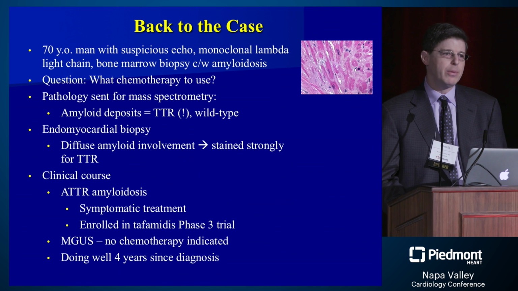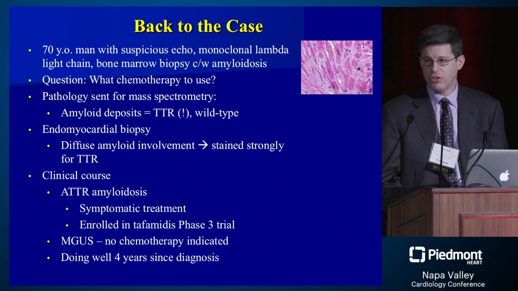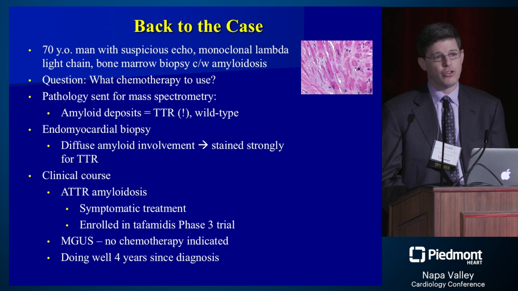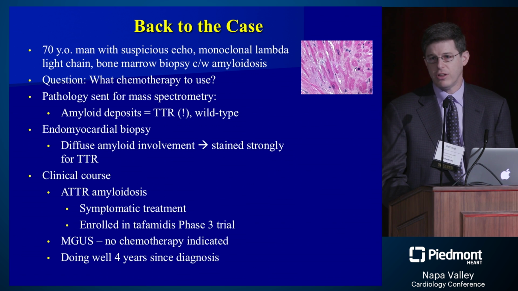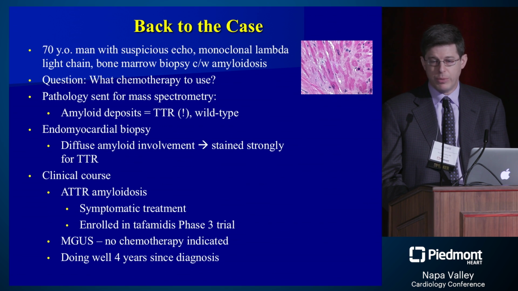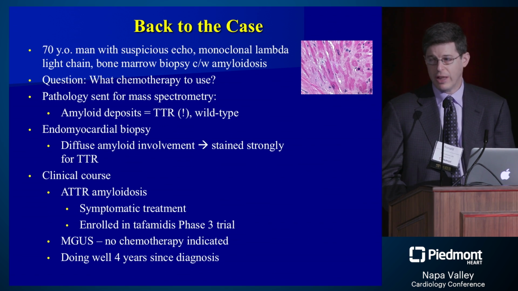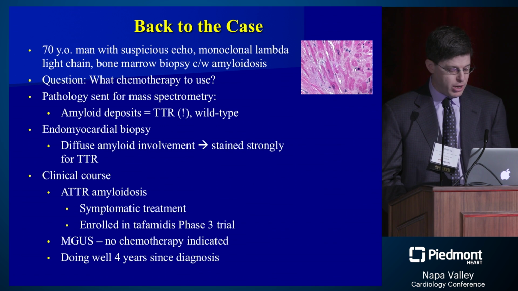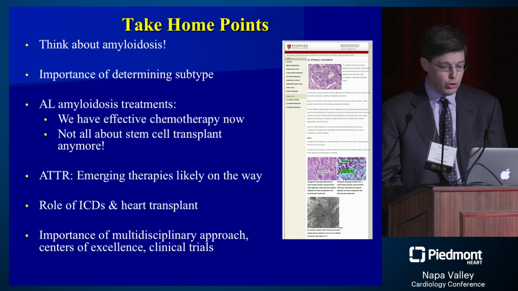I mentioned earlier, MGUS is actually quite common as patients get older. So we sent the samples for further analysis, and it turned out that his amyloidosis was transthyretin. So the type of chemotherapy to use was none. He didn't need chemotherapy. He had MGUS, and his actual amyloidosis was transthyretin. So he ended up being treated symptomatically. Of course, he enrolled in that clinical trial that I mentioned and has not needed any chemotherapy for his MGUS, and he's doing well 4 years since the diagnosis.